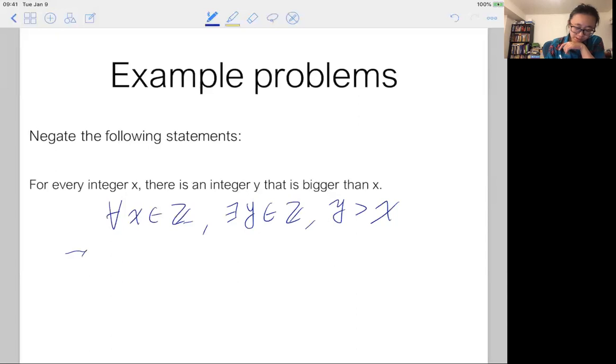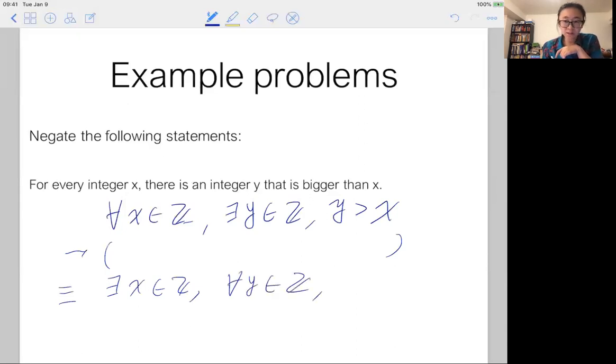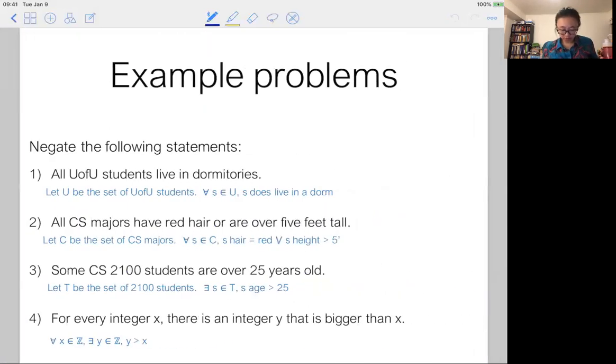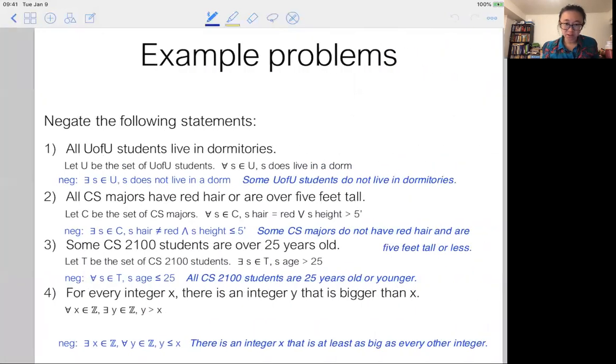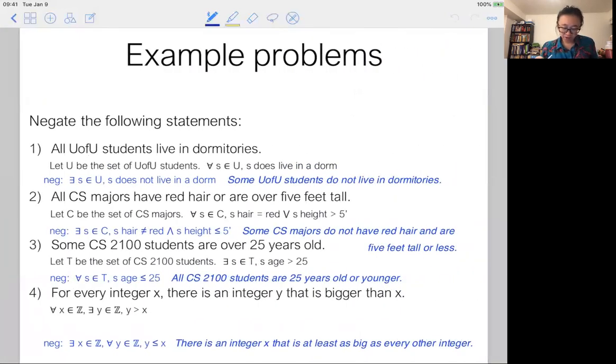Now I put a negation in front of the statement and just copy over the statement. For all translates to existence, existence translates to for all, and the inequality flips direction, so y bigger than x becomes y smaller than or equal to x. That's it. Now this is just a typed-in version of my solution, and you can match it to the English statement. For example, for the last one, the English statement is: there exists an integer that is at least as big as every other integer.